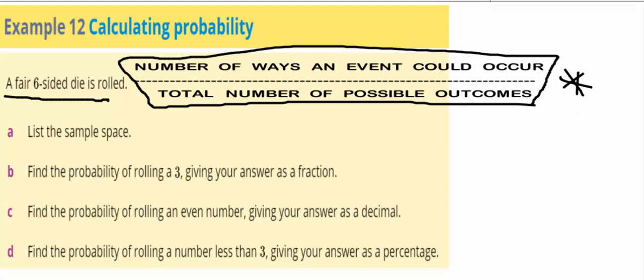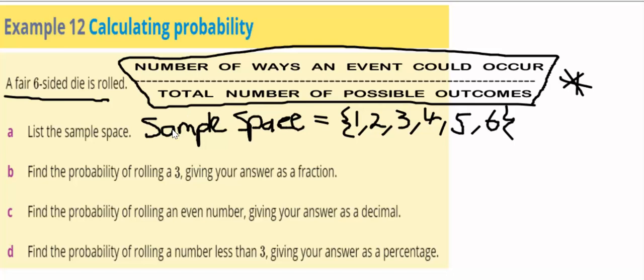Off you go. Okay, welcome back. Let's get through this and keep this video under 10 minutes. A fair six-sided die is rolled. Part A, list the sample space. This is what your answer should be. If you didn't write sample space, don't be too concerned, but in future, write it exactly like this. Model what I do. Sample space equals 1, 2, 3, 4, 5, 6. That's simple, covered that in the last video. That should have been a gimme for you.